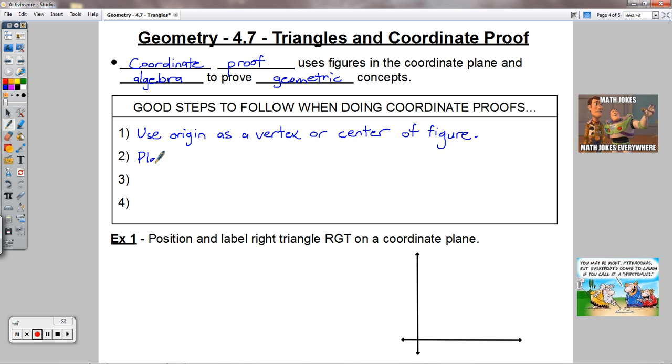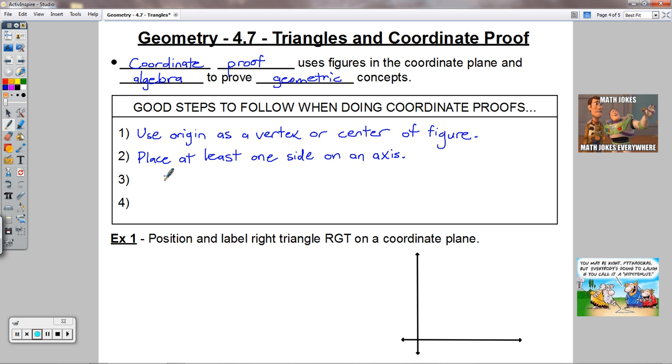Step two is to do this: place at least one side, if it's possible. All this stuff is if it's possible, but place at least one side on an axis. So on the x-axis or on the y-axis.